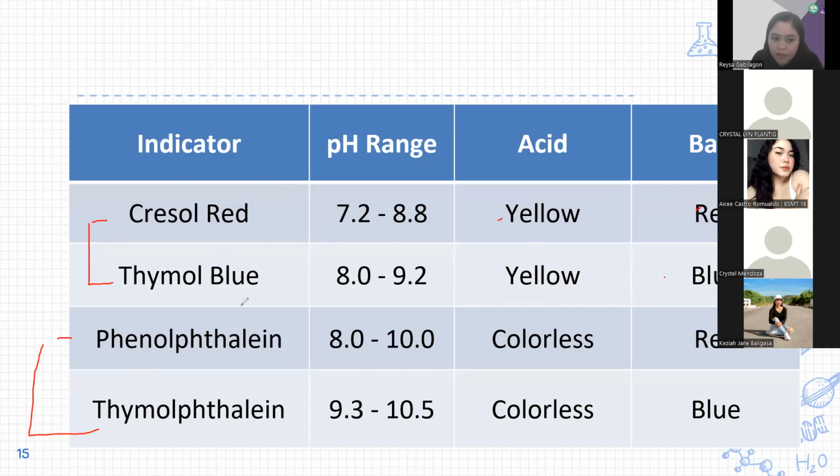Phenolphthalein and thymolphthalein. So, take note, ang magkapareho sa kanila sa mga phthalate natin, colorless sila sa acidic environment. Phenolphthalein is red, thymolphthalein is blue for the basic environment, respectively. Okay? Questions about our indicators? Again, you have to be familiar sa kanila. Okay?